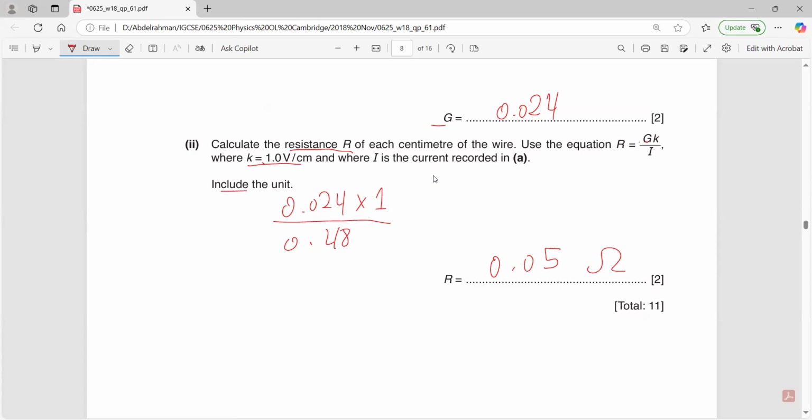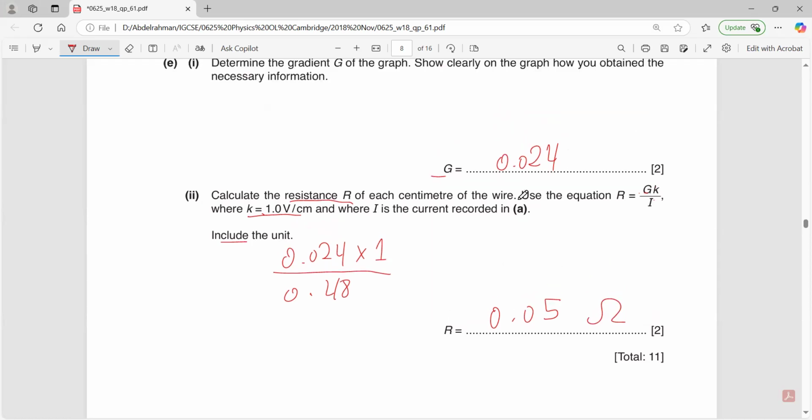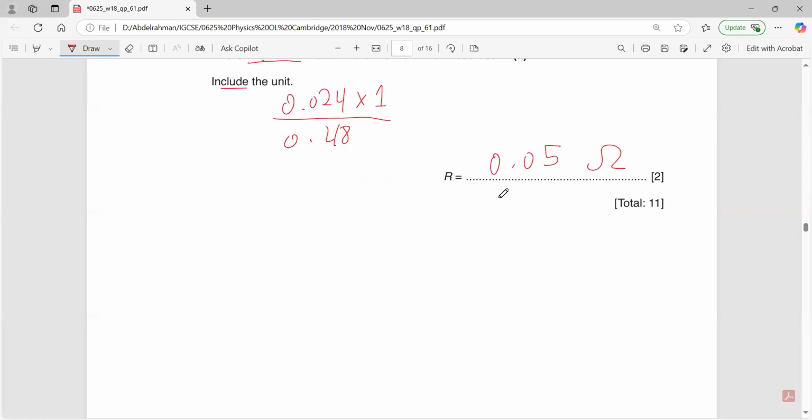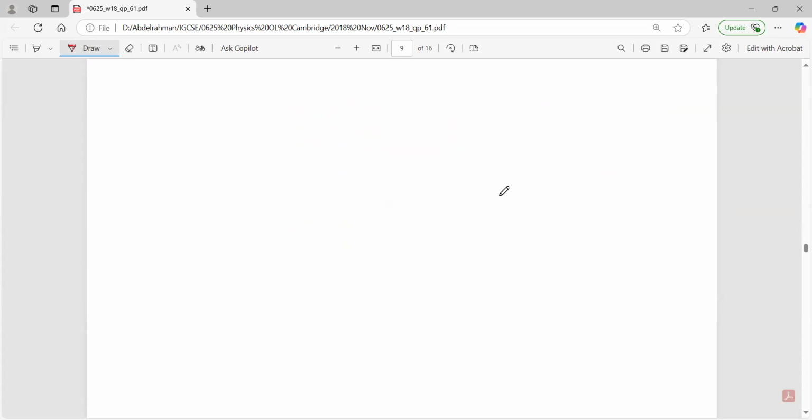So okay, that's easy. Guys, if g is 0.025 or 0.024 or 0.023, whatever, it doesn't matter, it is correct. Okay, it is okay. Let's go, next question.